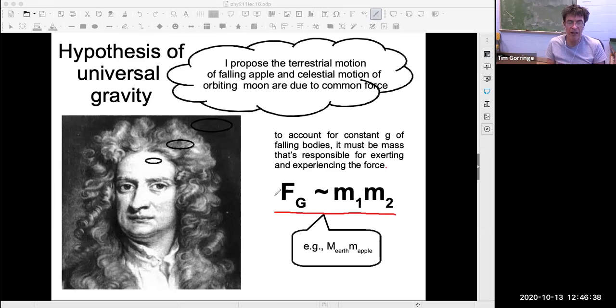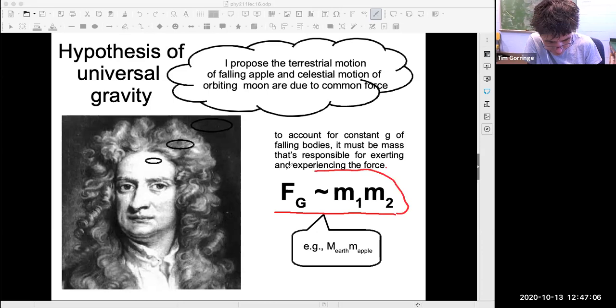He reasoned that mass itself is the origin, the source of gravity, of universal gravity. And specifically, he said that the force of gravity between two objects, any two objects, is going to be in proportion to the product of the two masses of those objects. The one that's exerting the force, the one that's feeling the force. And that's all I've written down here.